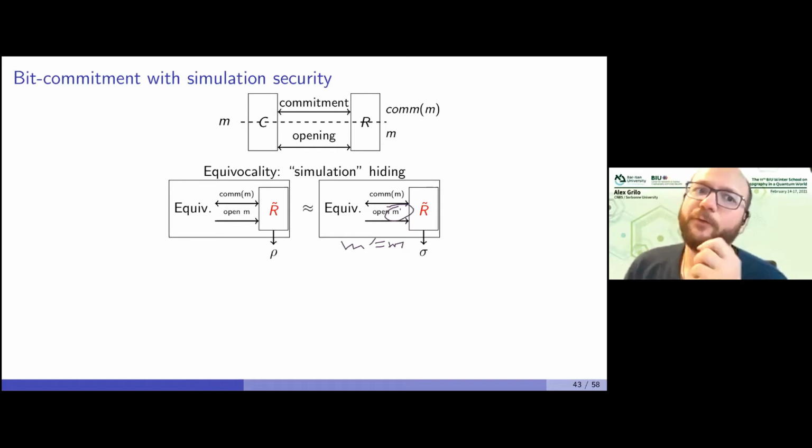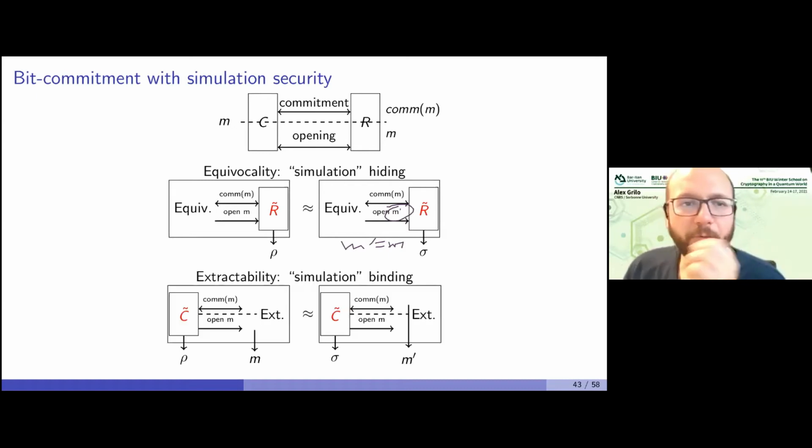So, as I said, equivocation is somehow the simulation version of hiding. And we also want extractability. That's the simulation version of binding.